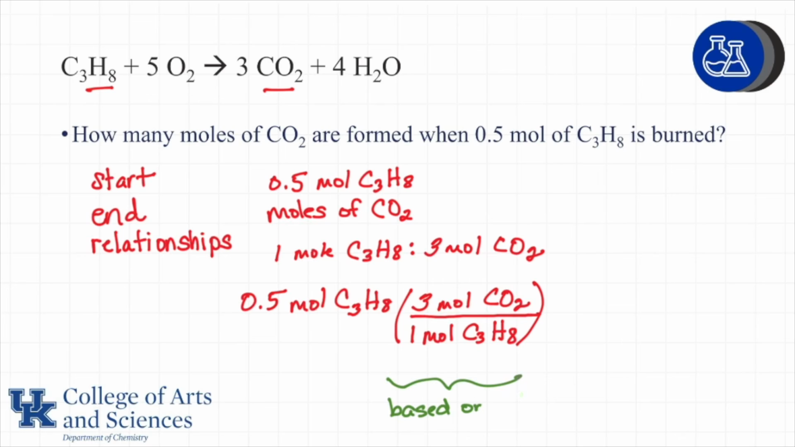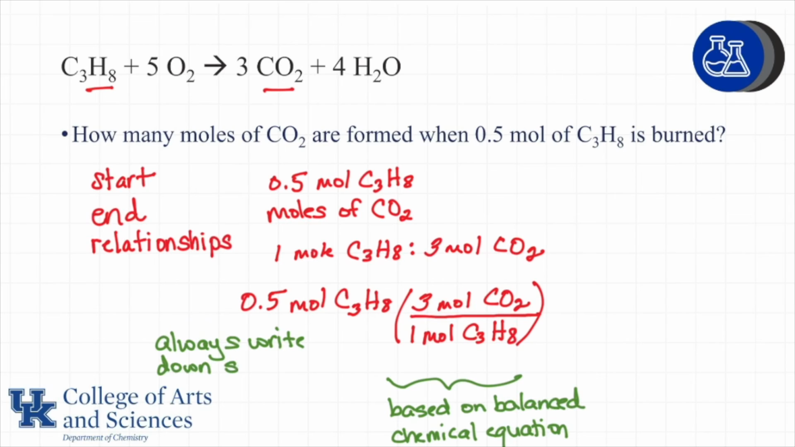A couple of things to note here. This relationship is based on the balanced chemical equation. This relationship depends on only those coefficients in the equation. It doesn't matter how much of the substance we actually have. It's always going to be based on that balanced chemical equation. The second thing you want to note is we always need to write down our substances. Note that we're going from one substance to another. It can be easy to mix those up and invert the relationship. So always make sure that you have the right coefficient or the right number of moles with the right substance.